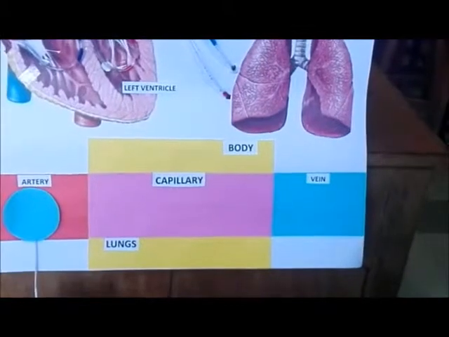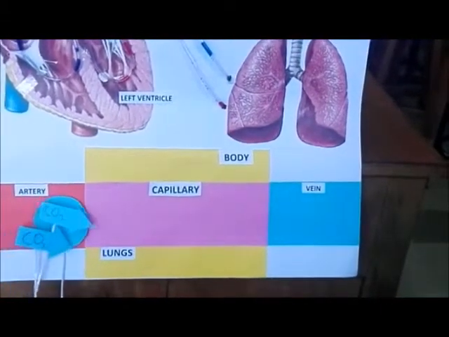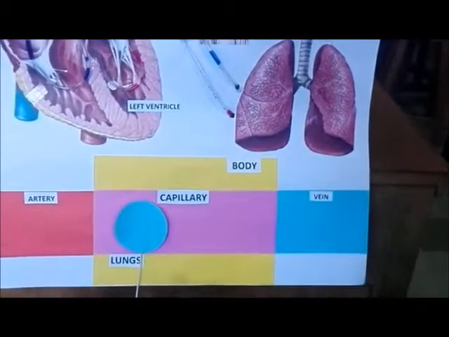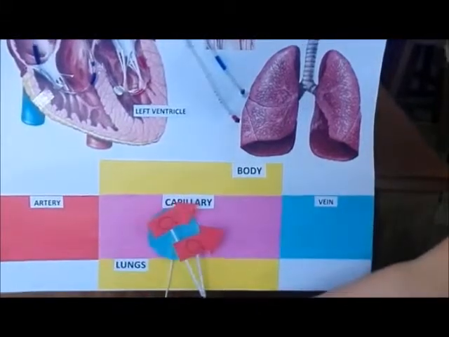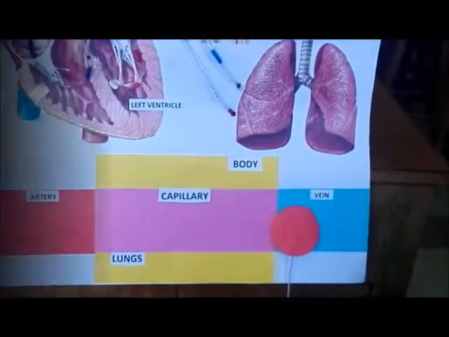When deoxygenated blood moves from the heart to the lungs, it enters the arteries. Carbon dioxide moves out of the blood into the lungs. Oxygen moves from the lungs into the blood, and the blood becomes oxygenated. It then flows through the veins back to the heart.